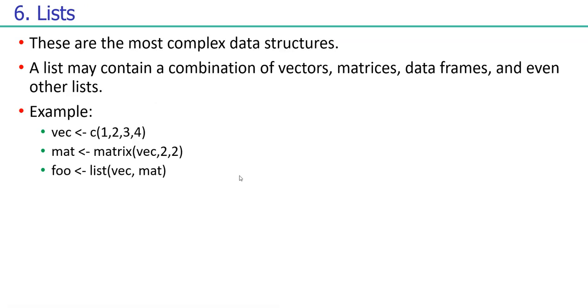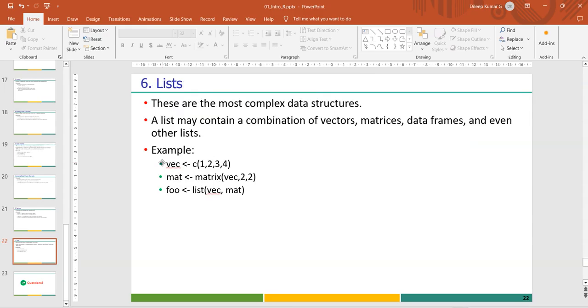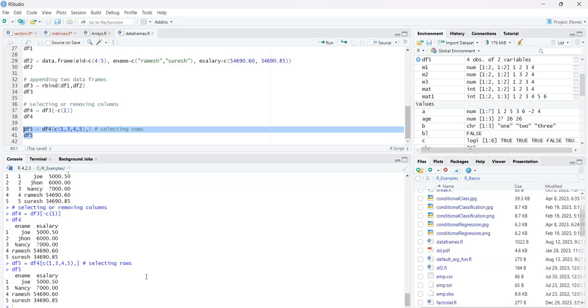Next, list. So this is the final data structure. It's the most complex data structure, and it is a combination of vectors, matrices, data frames, even other lists. Like here we are creating a vector, this is a numeric type, and a matrix is created from vectors. So 2 rows 2 columns we are mentioning, and then a list is created from the vector and matrix. So let us take an example for this. And once the list is created, let us see how to access the elements.